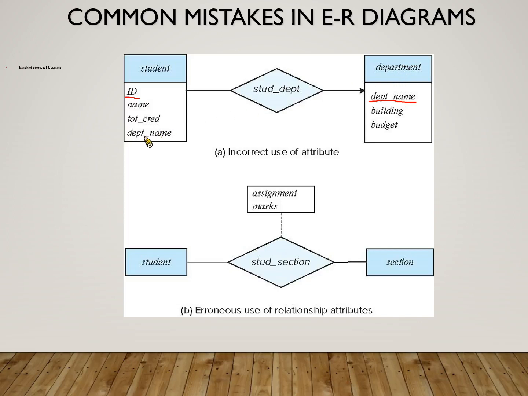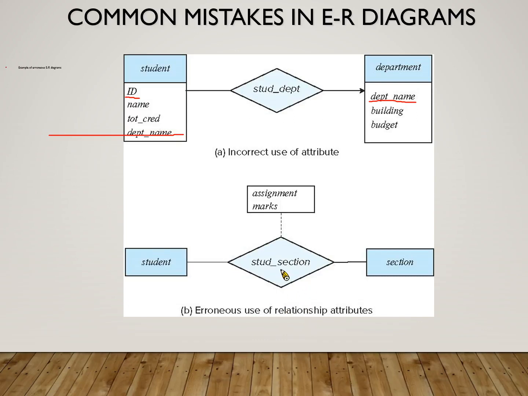In addition, the attribute department name is not needed here because this attribute will be added automatically when the many-to-one relationship is converted. In the second example, Figure B reveals the erroneous use of relationship attributes.